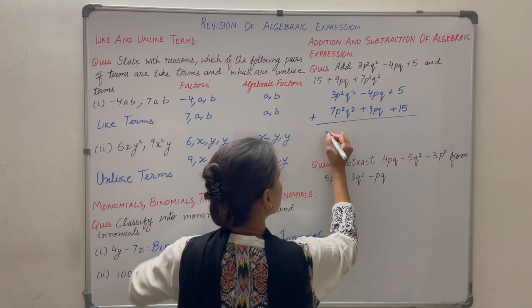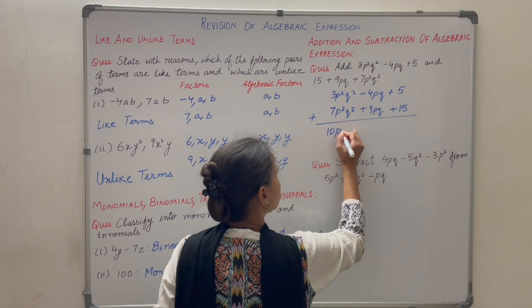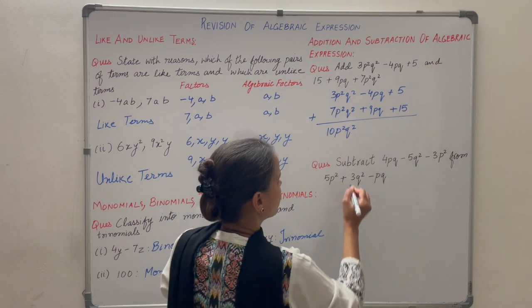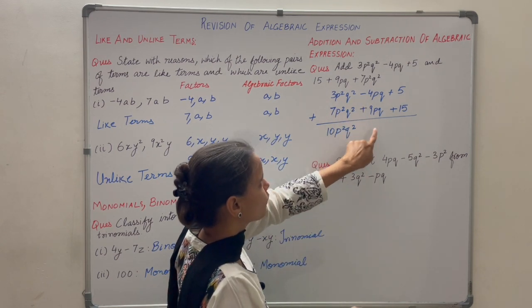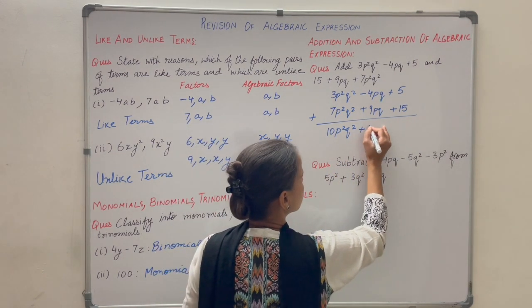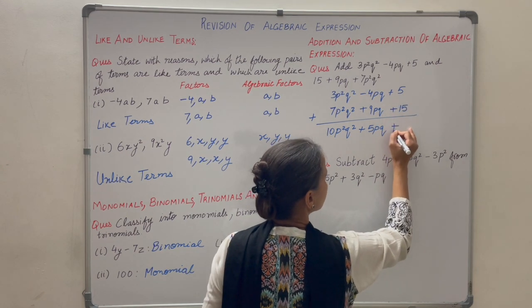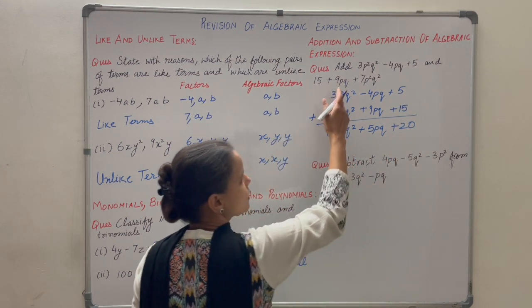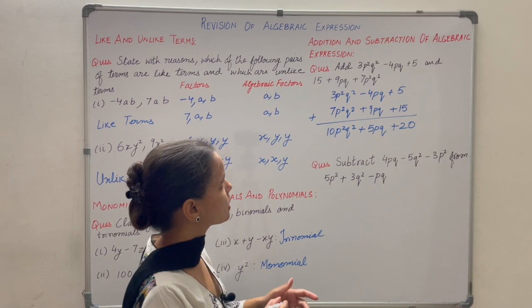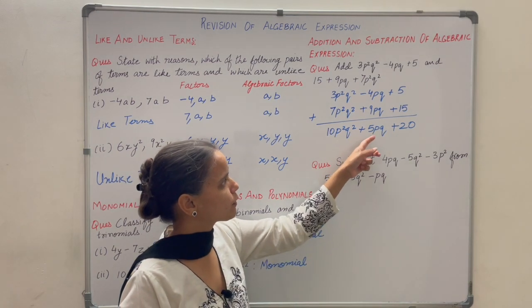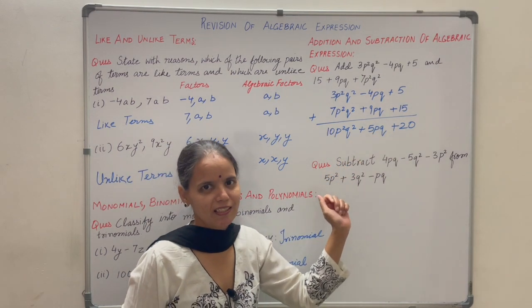7 plus 3 is 10 p square q square. 9 minus 4 is 5, so 5pq. 15 plus 5, 20. The answer for this question is 10p square q square plus 5pq plus 20.